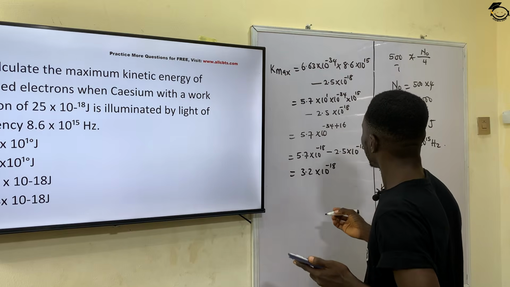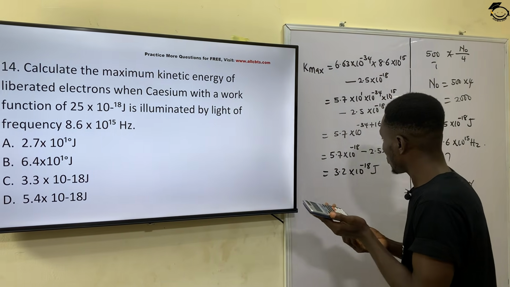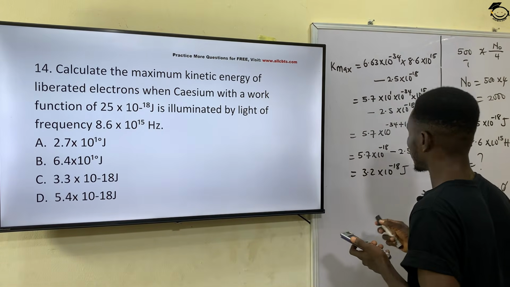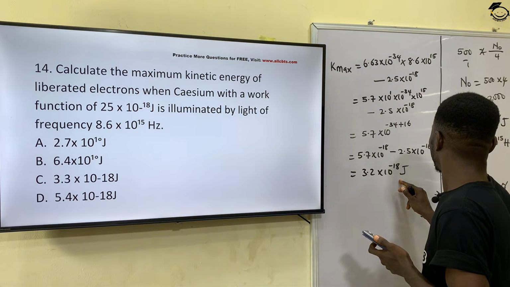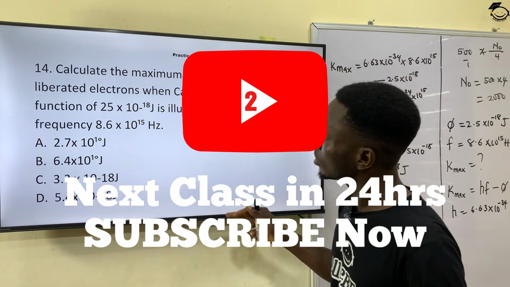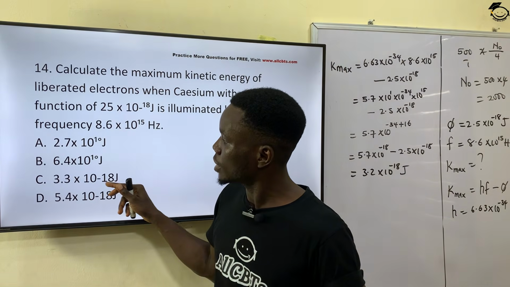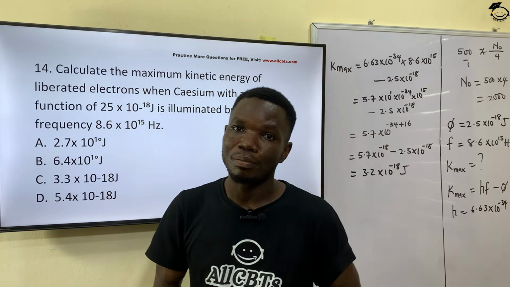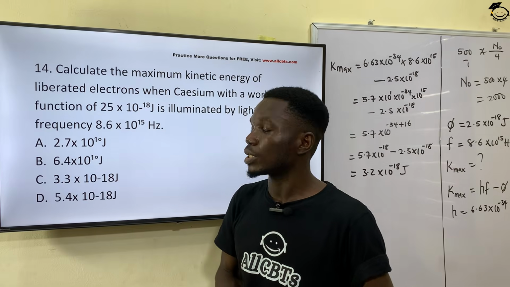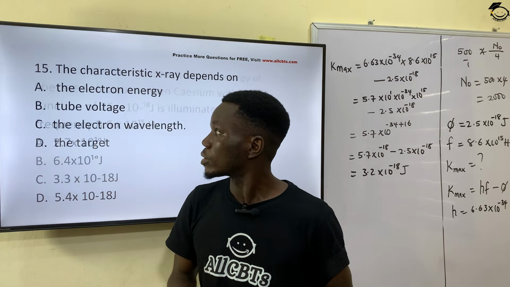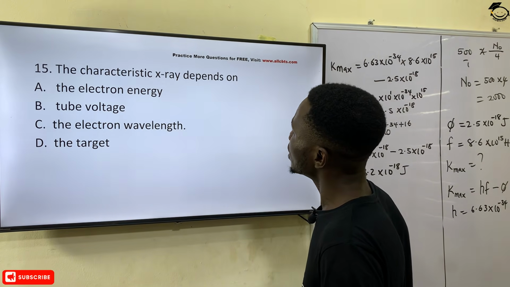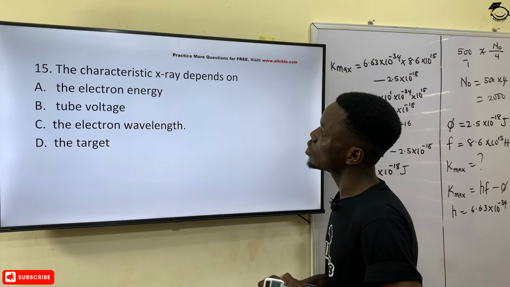So we are looking for an option that has 3.2 times 10 raised to power minus 18. I think the closest here, without approximation, if we had not approximated, we would have gotten 3.3 times 10 raised to power minus 18 here. So the correct answer here is 3.3 times 10 raised to power minus 18, which is option C. So that takes us to the next question, which says that the characteristic X-ray depends on dash.